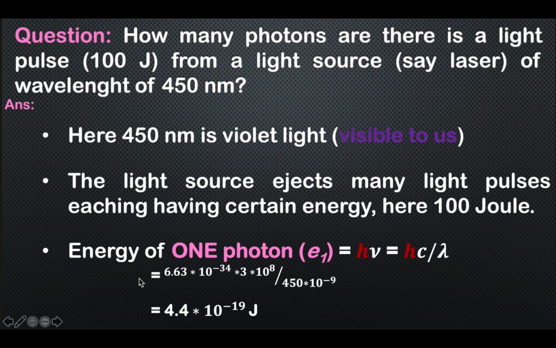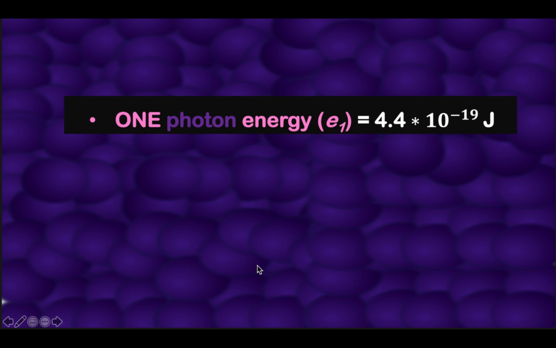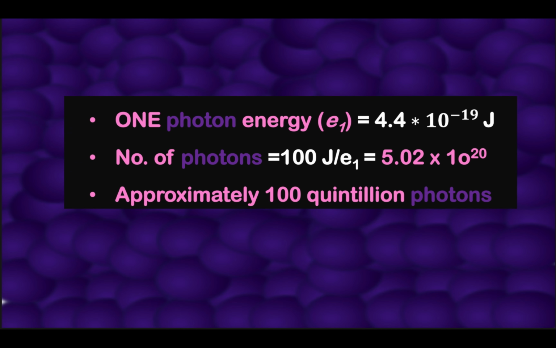Now if we have the energy of a single photon, we can get the total number of photons in a light. We already know the energy of a single photon. Just divide the energy of a single pulse, which is 100 joule, by E1, the energy of a single photon. We would get the number of photons around 10 raised to power 20. So we have around 100 quintillion photons in light. In the present case, it is violet light, so we have this many photons in the violet light. It's an extremely high number of photons.